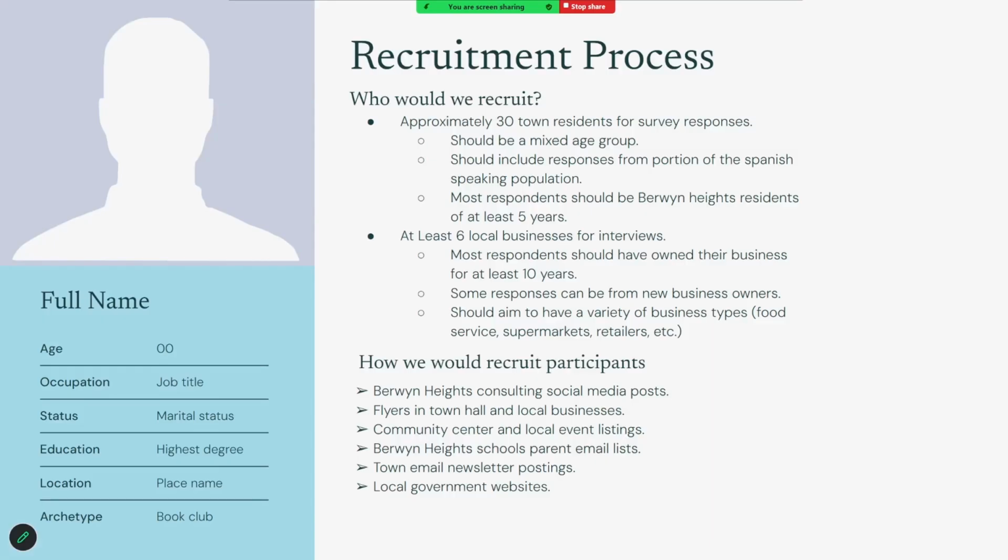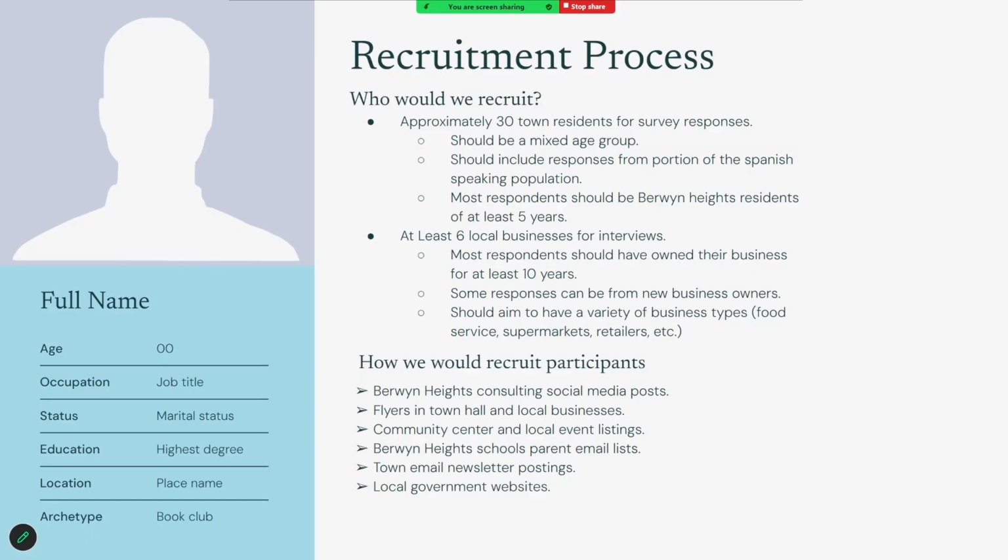So the recruitment process. Who would we recruit? Approximately 30 town residents should be recruited for survey responses. It should be a mixed age group representing younger and older people. It should include responses from a portion of the Spanish-speaking population. Most respondents should be Berwyn Heights residents of at least 5 years so that we can make sure that they actually have a sense of what it's like to live in the town.